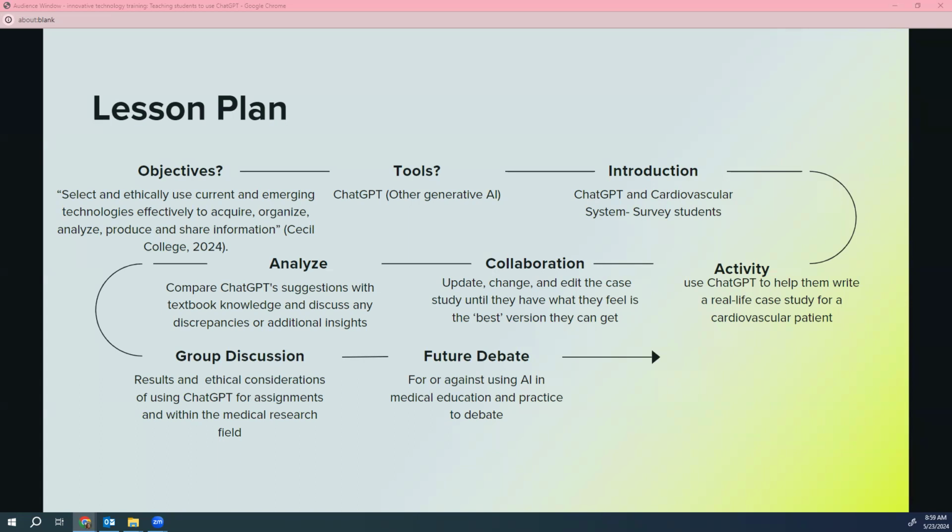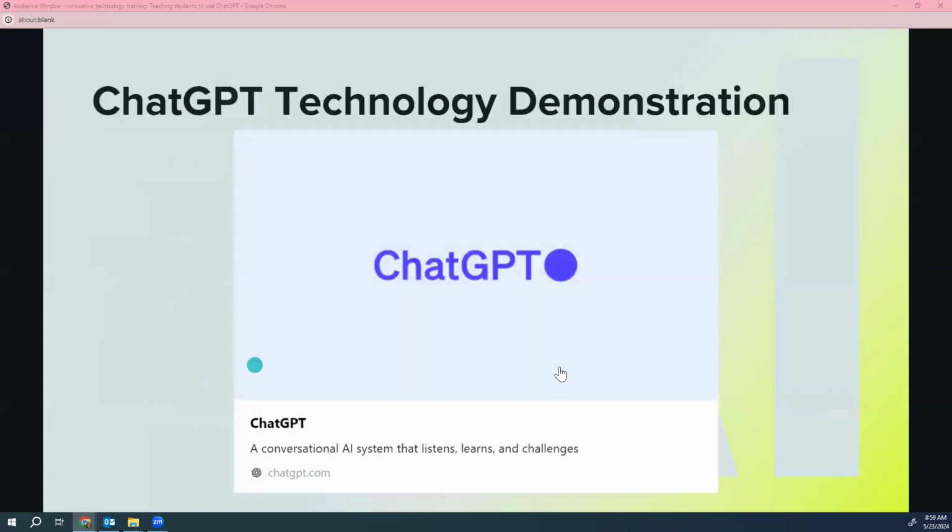So why don't we move on to our ChatGPT technology demonstration.